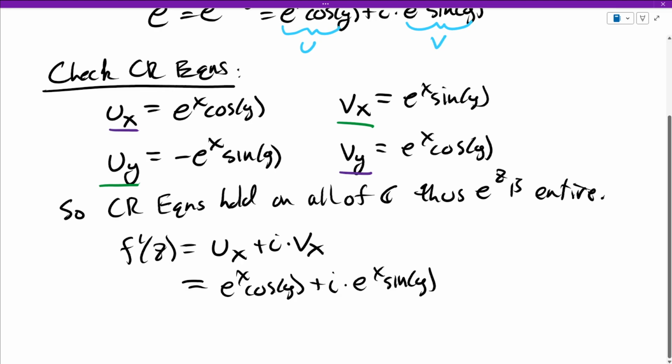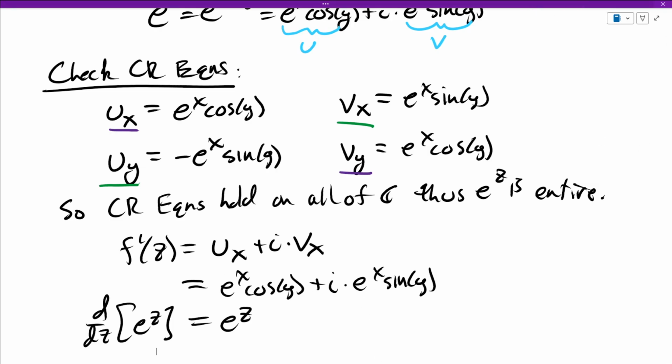But this is exactly what the exponential function is. So we recover the fact that the derivative of the exponential function is itself; we extend the fact that the derivative of the exponential function is itself to all of the complex numbers.